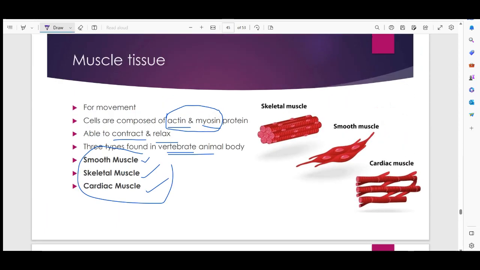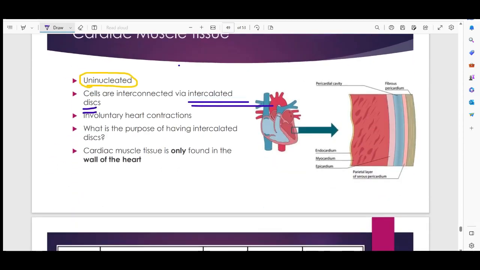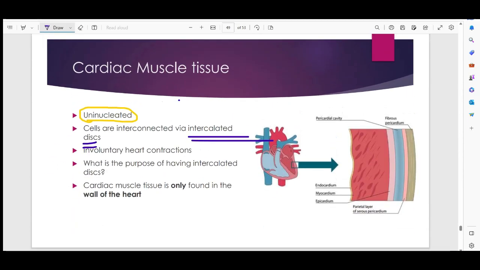Can you see these are striations? These are present in both skeletal muscle and cardiac muscle. But can you see the light colored rings over here? These are intercalated discs. They are present only in cardiac muscle tissue, and it involves involuntary heart contractions.